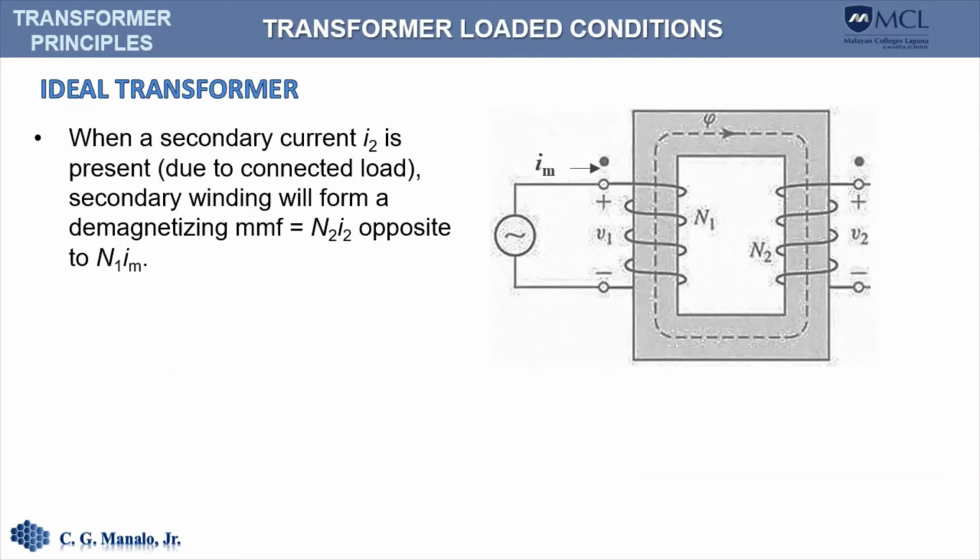Let's say we connect the secondary winding to the load, and let's see how the transformer reacts. The first thing that will happen if a load is connected to the secondary is that the secondary will supply current, because take note that there is a voltage across the secondary.